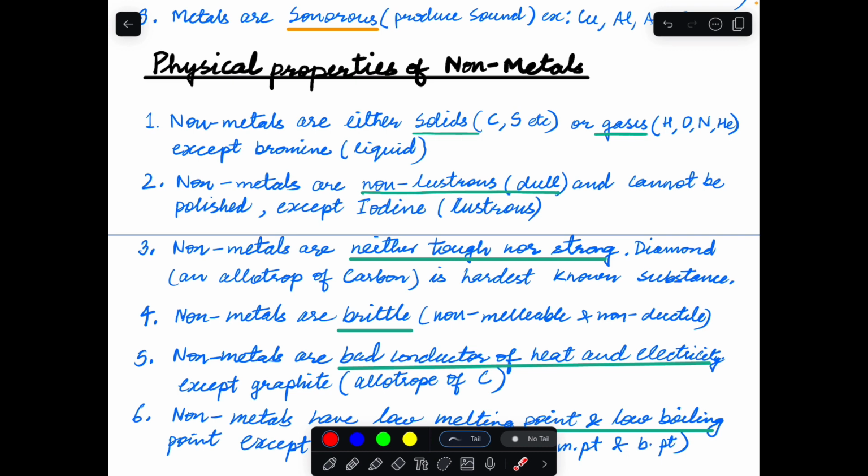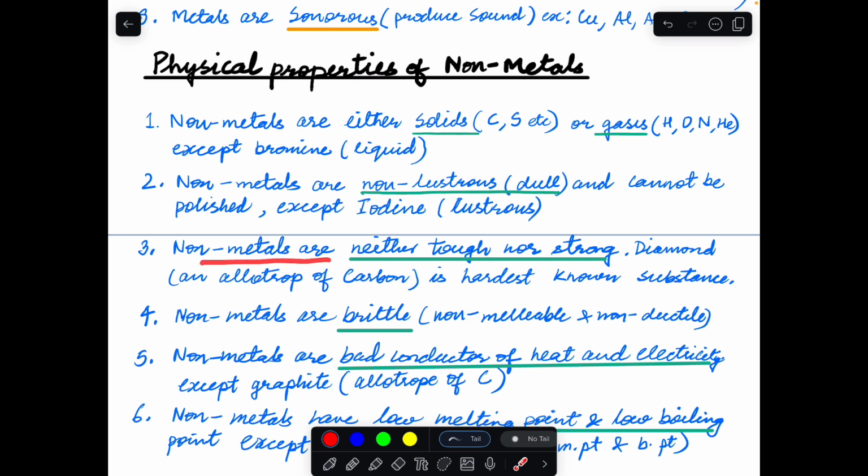Now non-metals are non-lustrous, or very dull. You know that carbon in the form of coal or coke has a dull appearance. It does not have a shiny appearance like metal. And the only non-metal which has a shine or luster is iodine. It has that whitish shine just like metal. So this is the only exception.